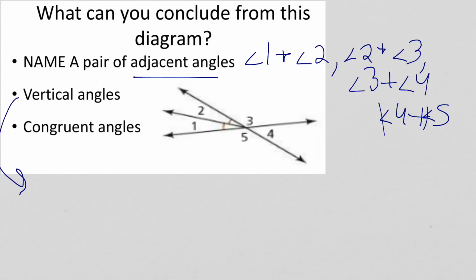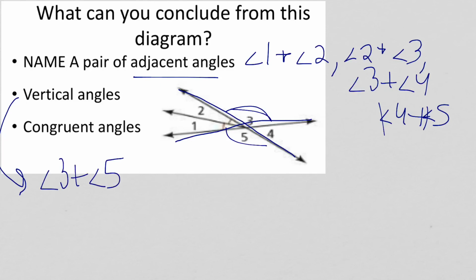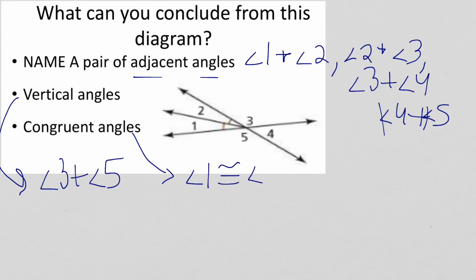All right, vertical angles, be careful. Again, it's a pair of non-adjacent angles formed by two intersecting lines. So if we take a look at these two intersecting lines, what are the non-adjacent angles located on them? 3 and 5. So 3 and 5 are vertical angles. Congruent angles are the ones with the little red tick marks there. So angle 1 is congruent to angle 2. And we also know that vertical angles are congruent. So angle 3 is congruent to angle 5.